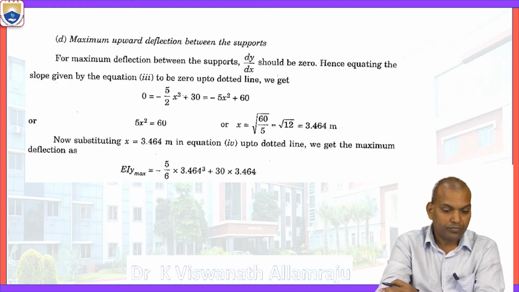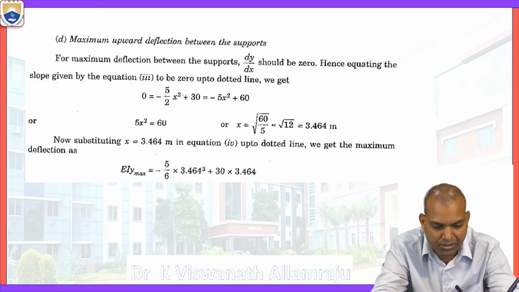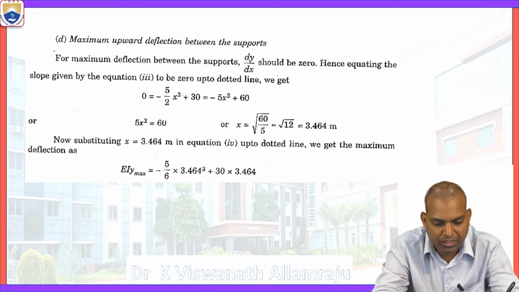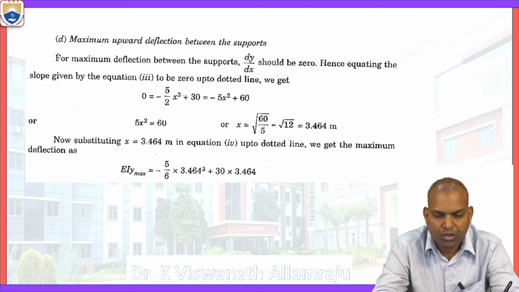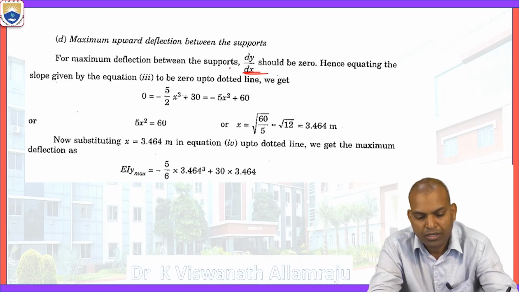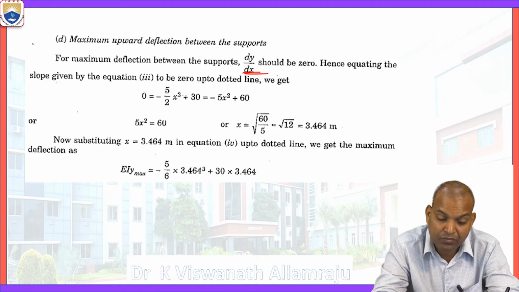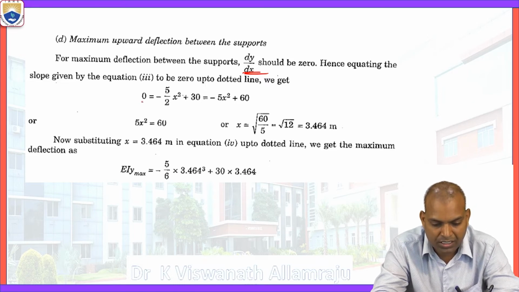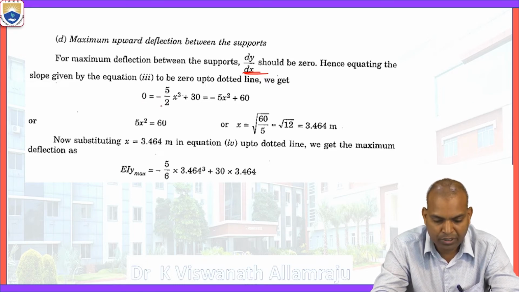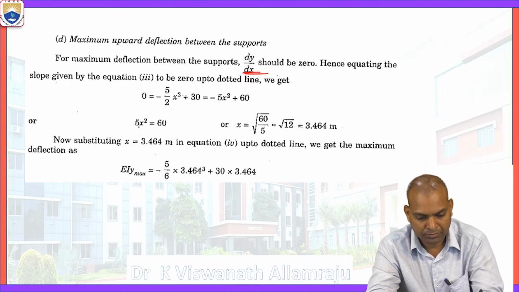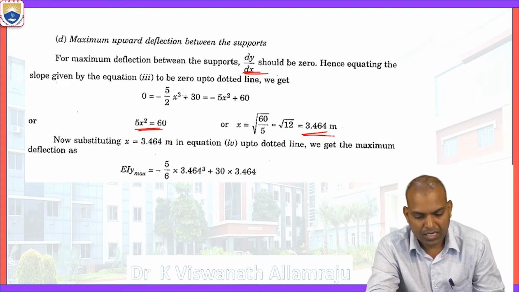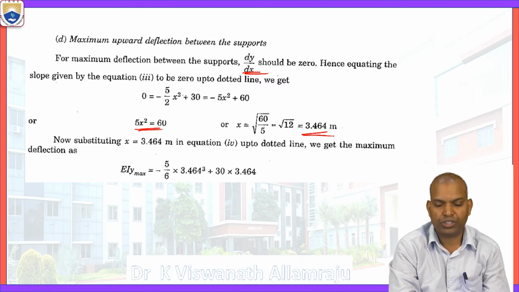Now the fourth objective is the maximum upward deflection between the supports. What is upward deflection? If you want the maximum deflection, that means the slope equal to 0, that is dy by dx should be 0. So equate the dy by dx equation, after substituting the C1 value, to 0: 0 equal to minus 5 by 2 times x square plus 30. The x value here is calculated as 3.464 meters.